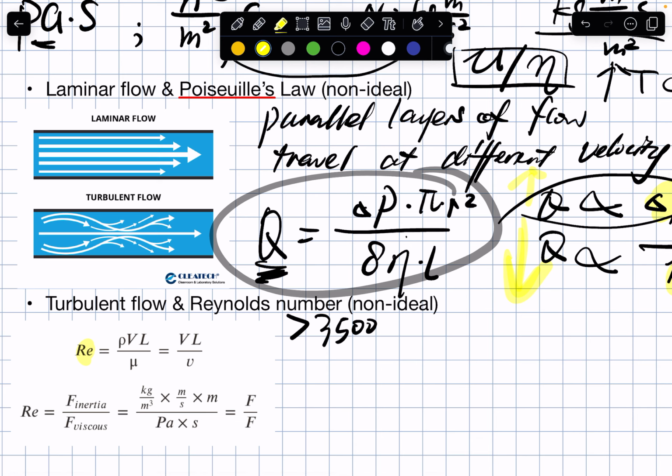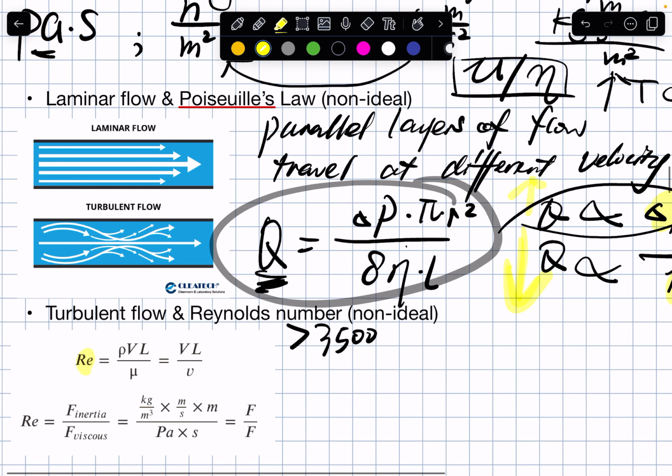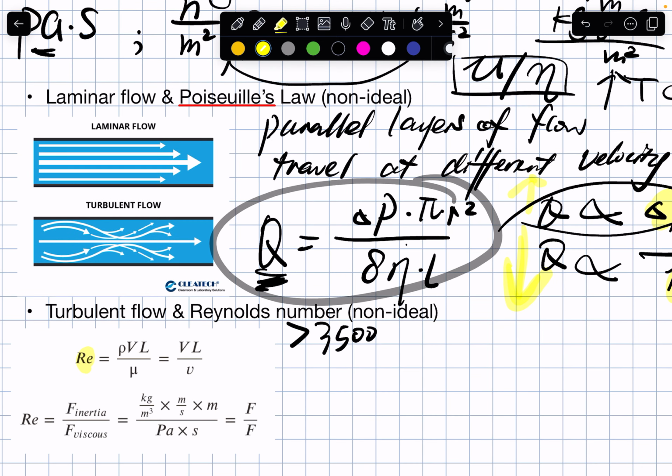But I'm showing you this so that the relationship makes sense to you, right? The MCAT really asks you to plug in the numbers and calculate, but you want to know that when the Reynolds number is large, viscosity is low, because of this inverse relationship. And when viscosity is low, a higher Reynolds number means the fluid is traveling faster, which is the case of turbulent flow.